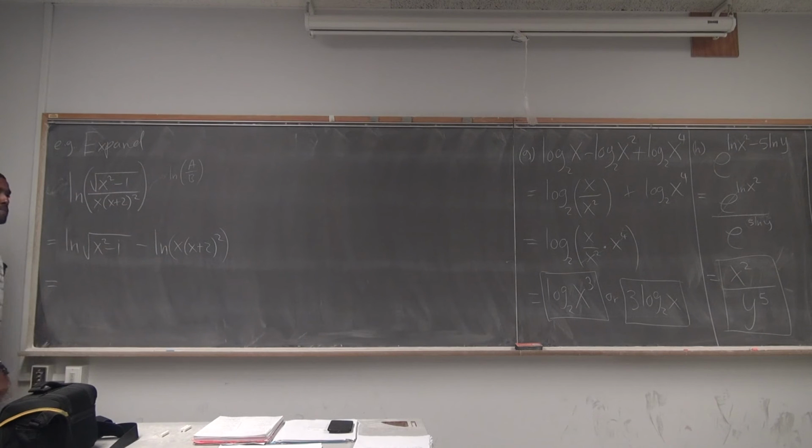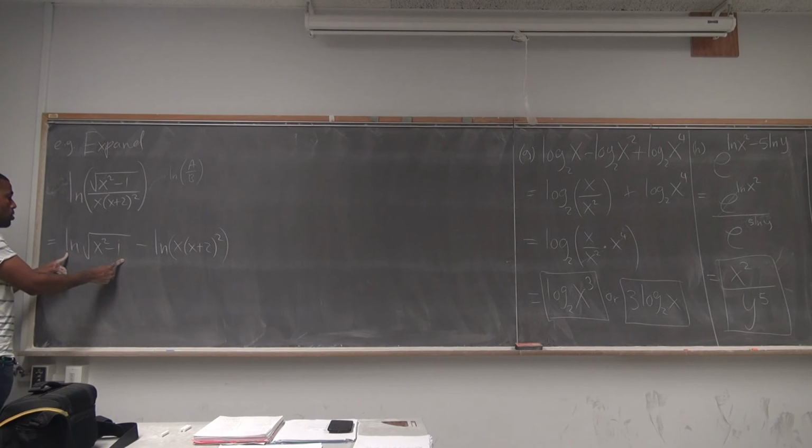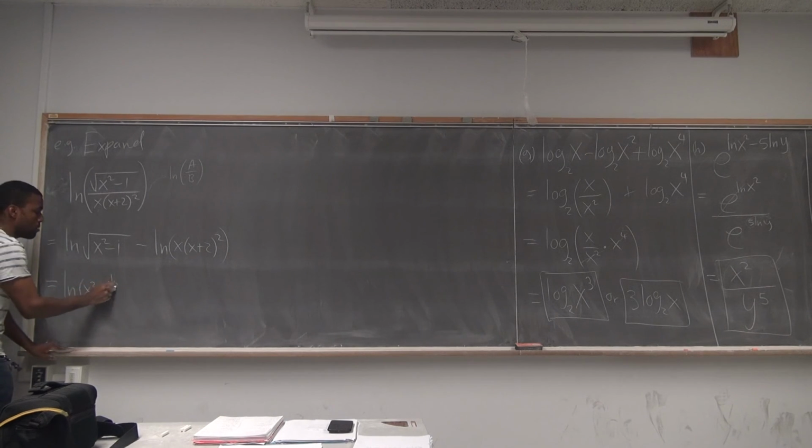Now what? I started with the second one. So you didn't do anything with this? I was confused. Right, as an exponent, because we know how to change things with exponents. So what would that be? x squared minus 1 to the 1/2 power, right?